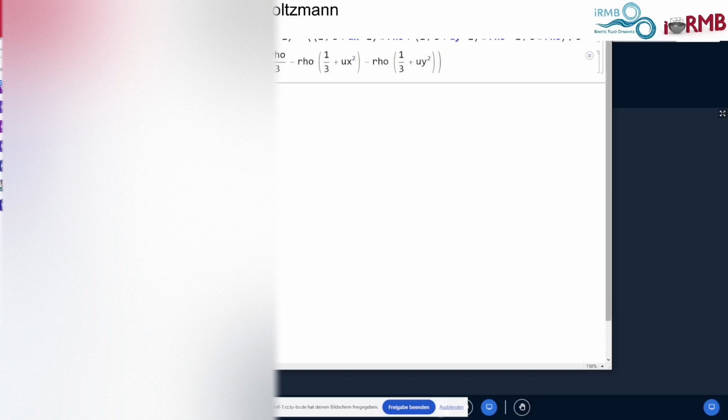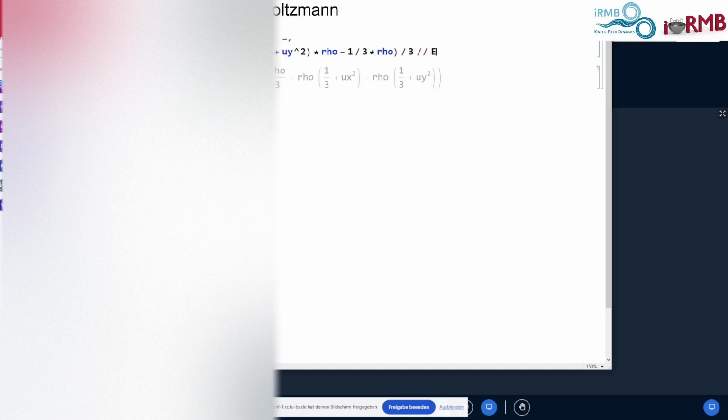And from this we get this, and if we expand this, we only get the first order part. So there's no zero order part. There's nothing with rho left, and there's nothing with ux square or just uy square left. So we just focus on this part here. So this gives us a way of orthogonalizing the moment in a different fashion.